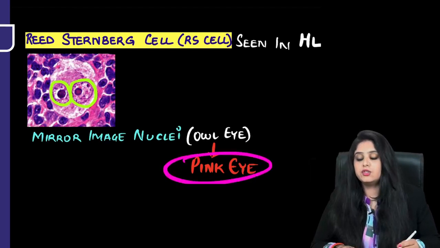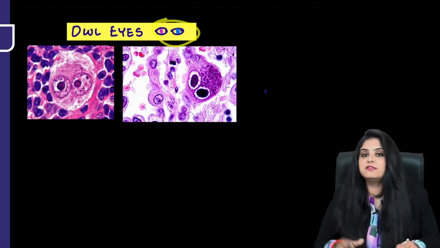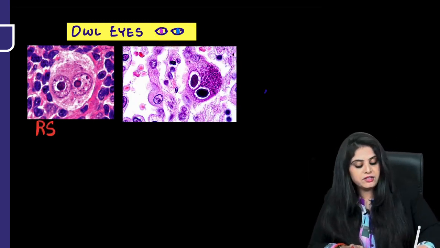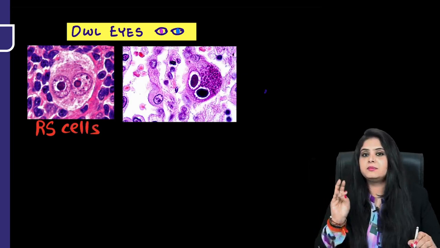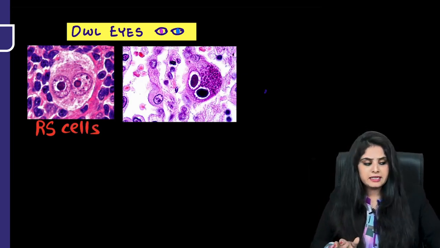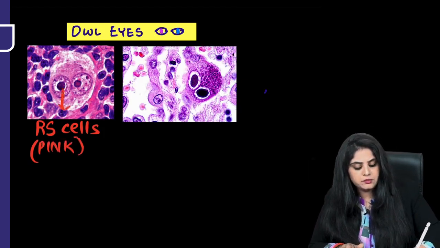Which other condition shows you owl eye appearance? These two owl eyes. See, I've got two eyes, one pink eyes, one blue eyes. So pink eyes is known as the Reed-Sternberg cells. Reed and Sternberg are girls' names, female scientists. So Reed and Sternberg means that somewhere over here I have pink color eyes. I hope you can all appreciate these pink color eyes.